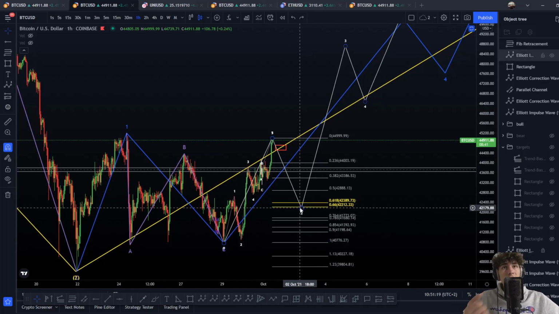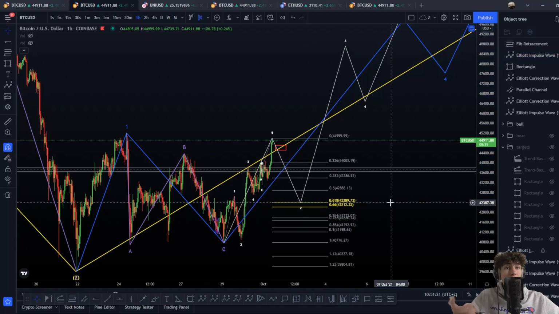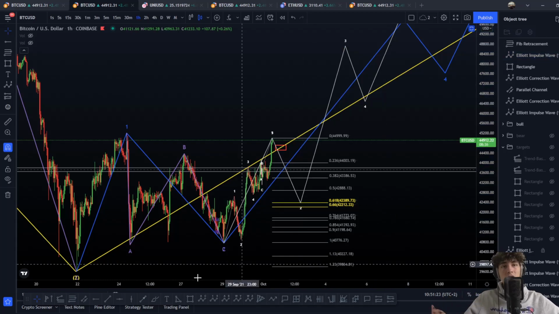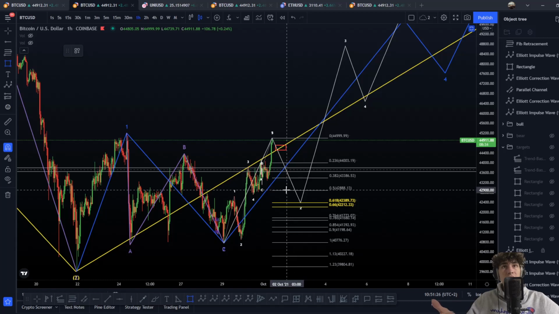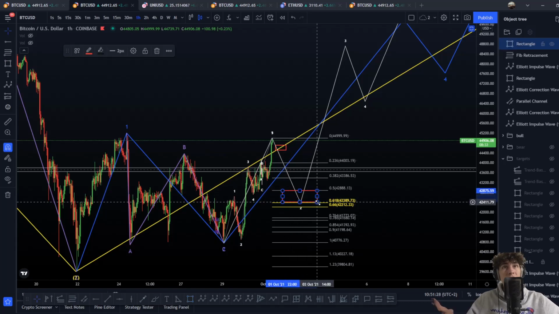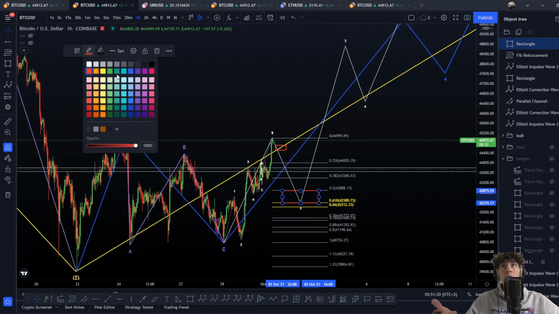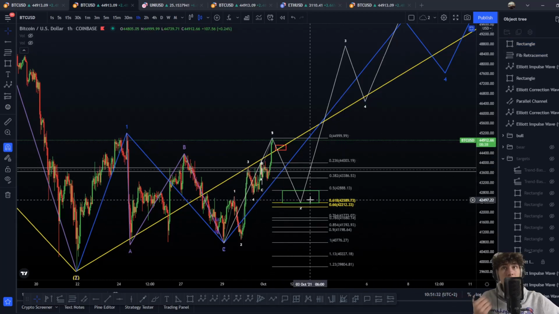So the expected target with retracement, most of the time we stop for wave 2. If this is a wave 2, it's between the 50 and the 61.8. So that will be the buy zone for this, the green square, if we are in a wave 2.